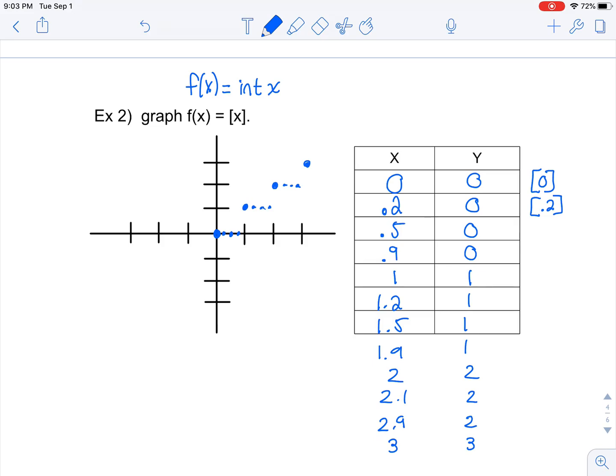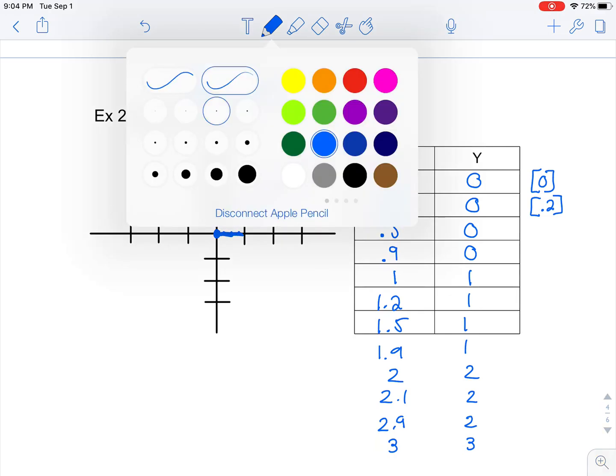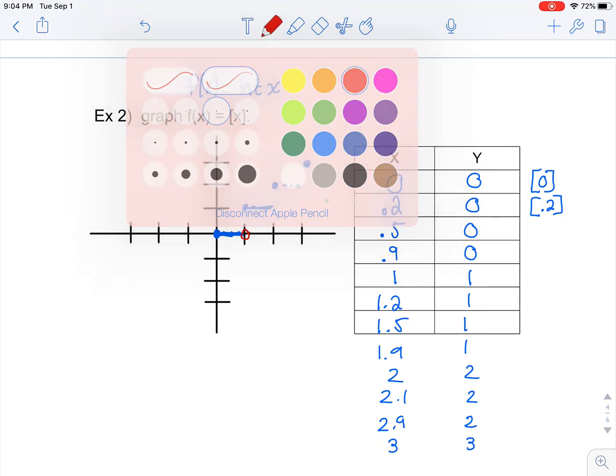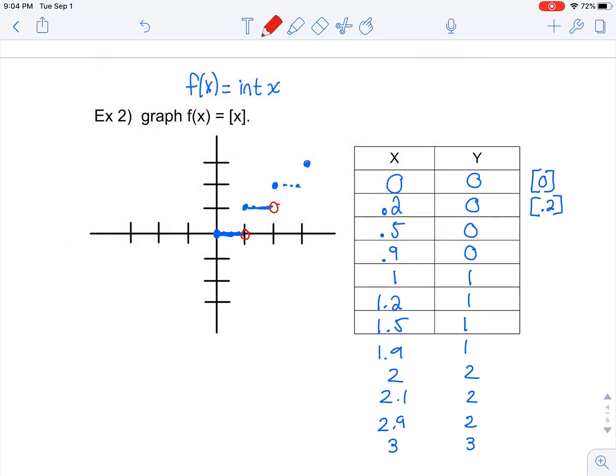So how are we going to show this? We show this by showing that everything along here stays at a y value of 0. But as soon as we get to 1, I'm going to use an open circle there, because once I plug in 1, I'm no longer going to get a value of 0. It's everything up to 1. Once I plug in 1, then I jump up in the graph, and now all of these have the same y value until I get to that point.